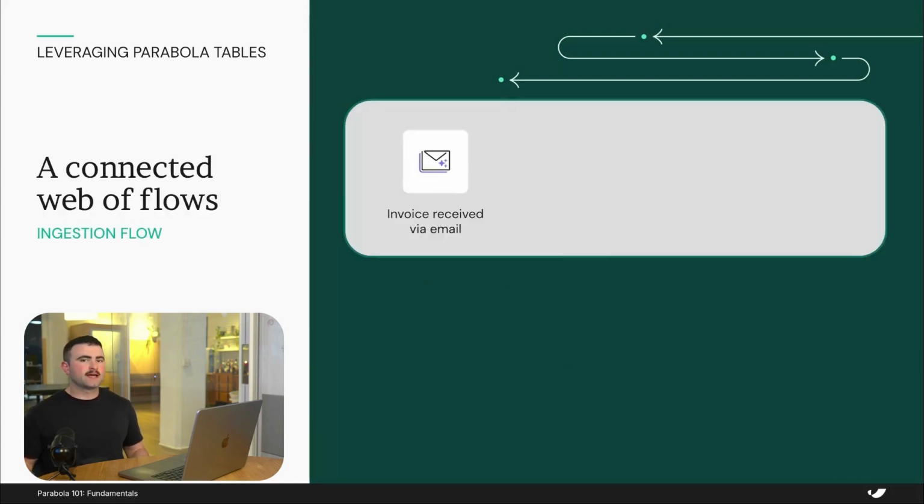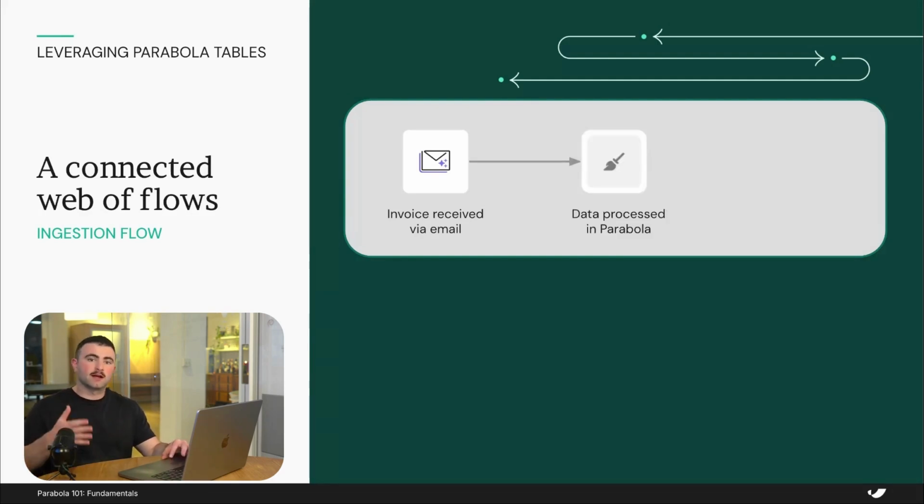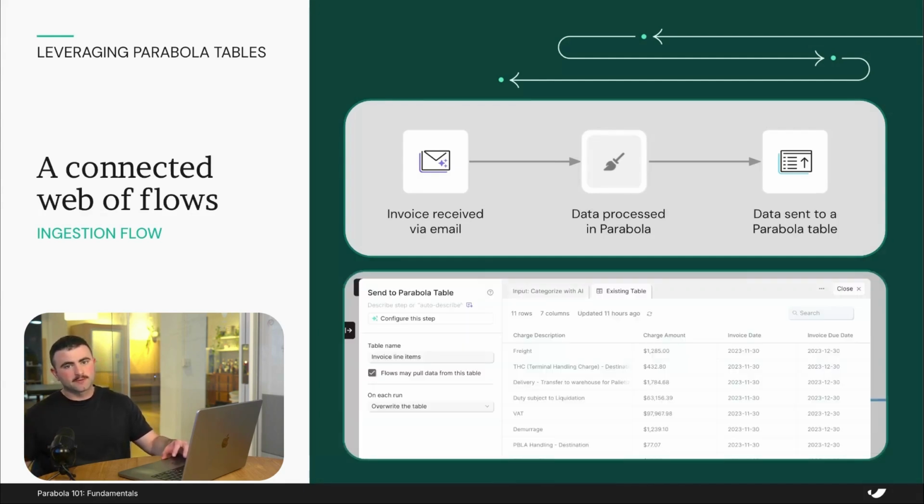Now let's walk through an example of an ingestion flow that is populating a Parabola table, and then we'll talk about the downstream flows that are pulling from that same table. In this example, we are receiving an email with an invoice, and we want to parse that invoice and add those records to the bottom of our Parabola table. We're first processing that invoice, cleaning, combining, transforming that data, and then ultimately we're sending it off to a Parabola table so that we can see at a line item level all of our invoice lines.